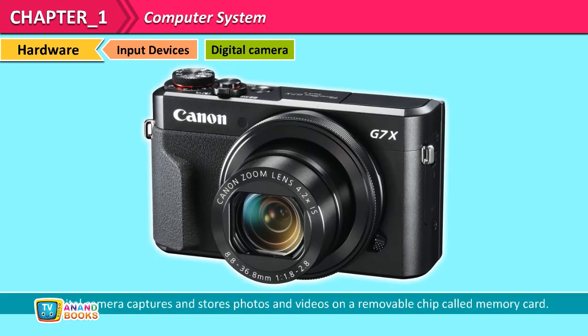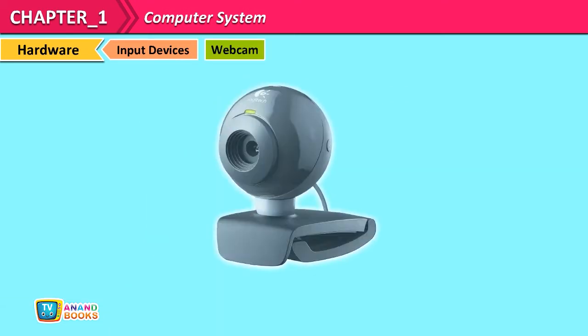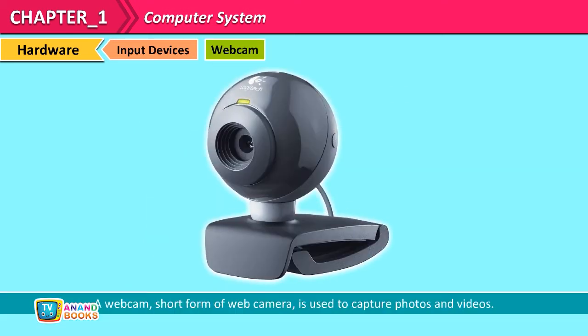Digital camera. A digital camera captures and stores photos and videos on a removable chip called a memory card. Photos and videos from the camera can be transferred directly to a computer by connecting the two or by using a memory card reader. Webcam. A webcam, short for web camera, is used to capture photos and videos. It is generally connected to a computer. Many desktop computers and laptops come with a built-in webcam.